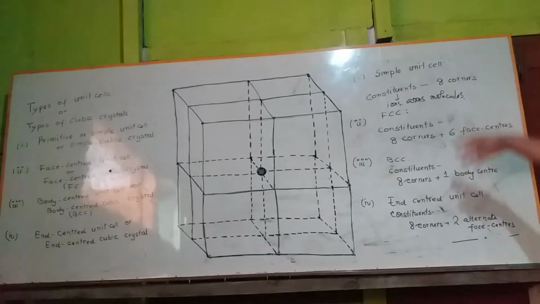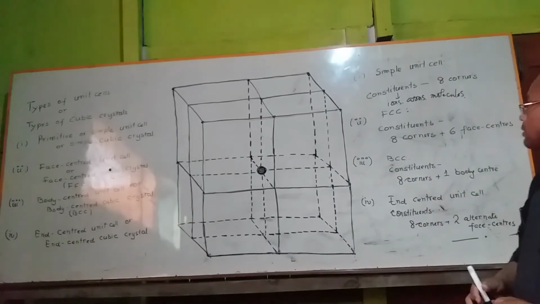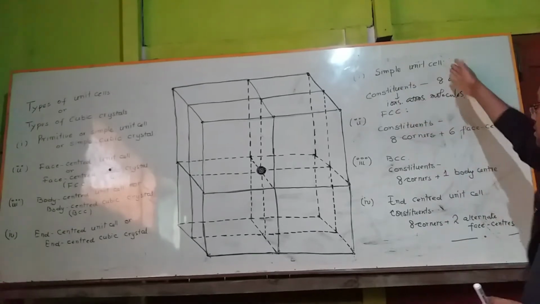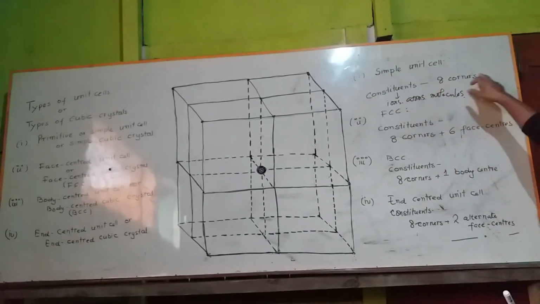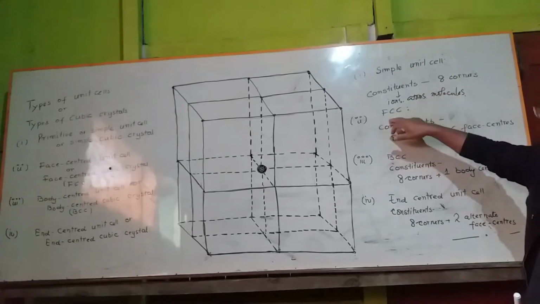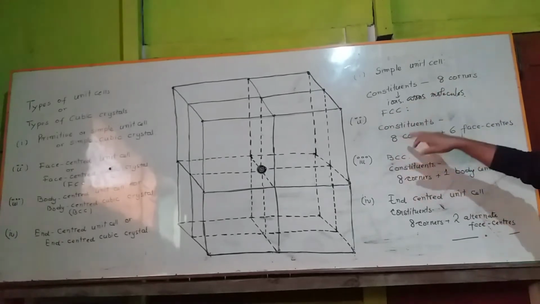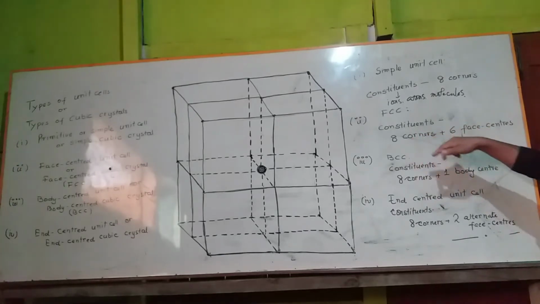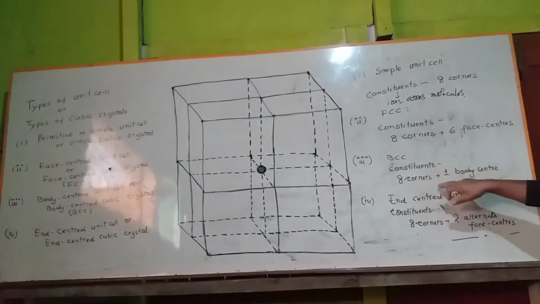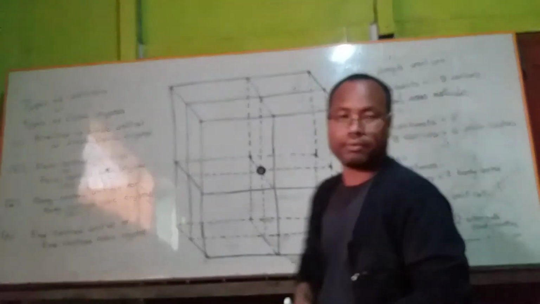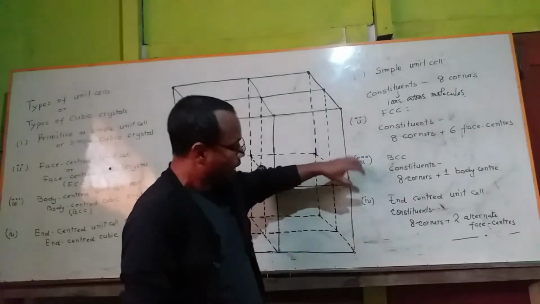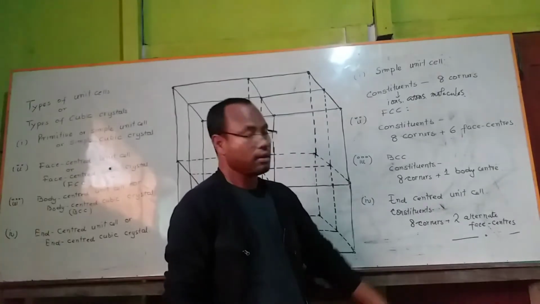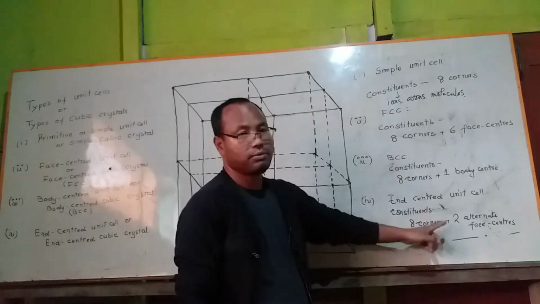Here I repeat it. These are the different types of unit cell and how the constituents are arranged. In the simple unit cell, constituents are present at all the corners. In FCC, the constituents are present at the corners as well as the 6 face centers. In BCC, the constituents are present at the corners and one body center. And lastly, in the end centered unit cell, constituents are present at the 8 corners plus the alternate faces.